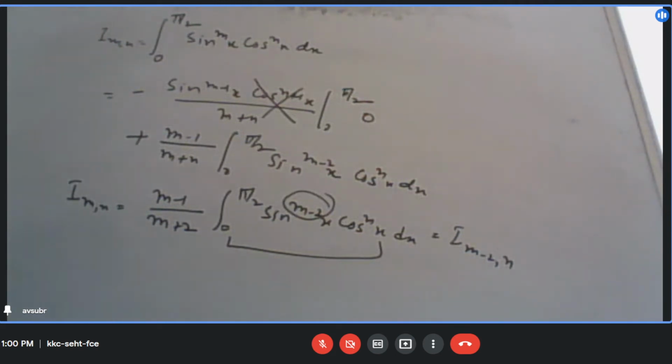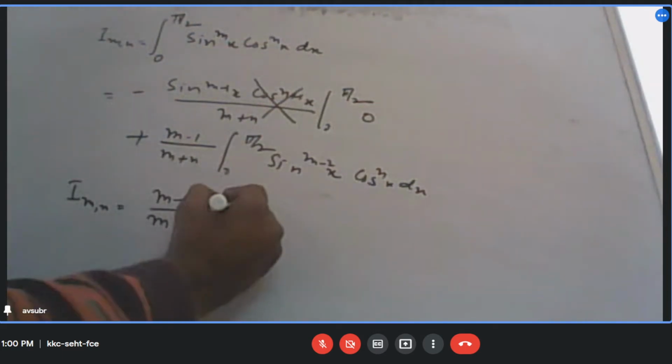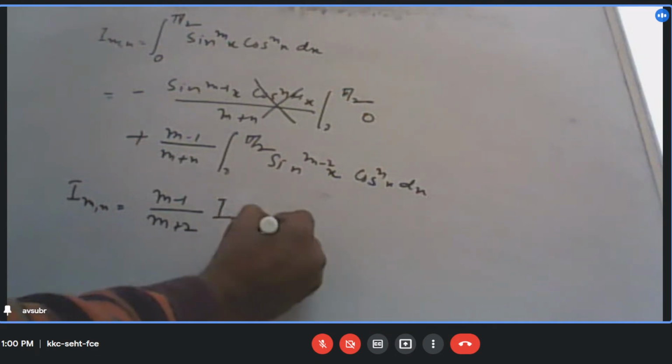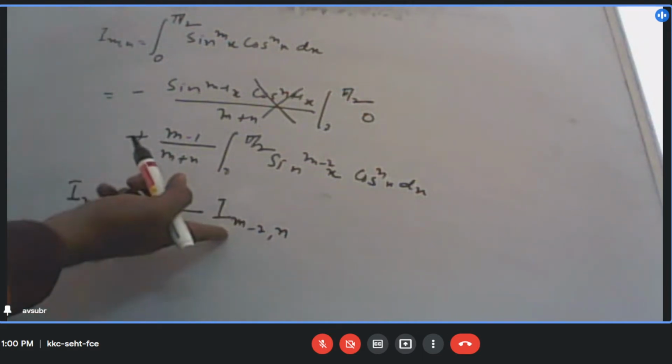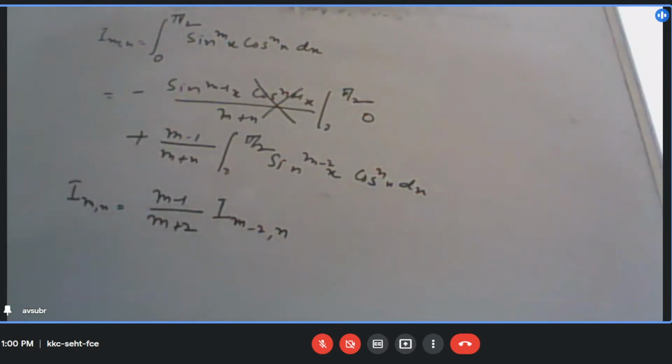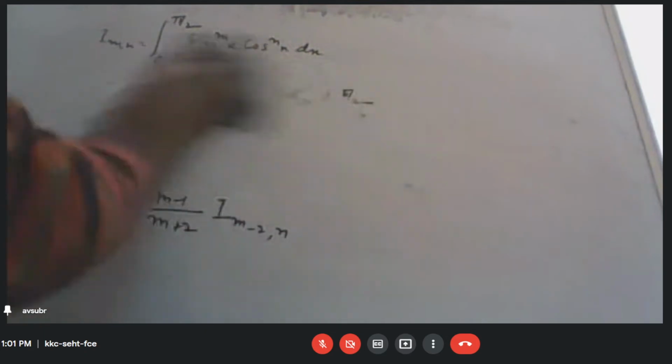Yes, sir. The whole thing we can write down like this: I m minus 2 n. So now you just see that when m is there, the integration reduces and what does it become? Its power becomes m minus 2, m ki power, right? So is it understandable?